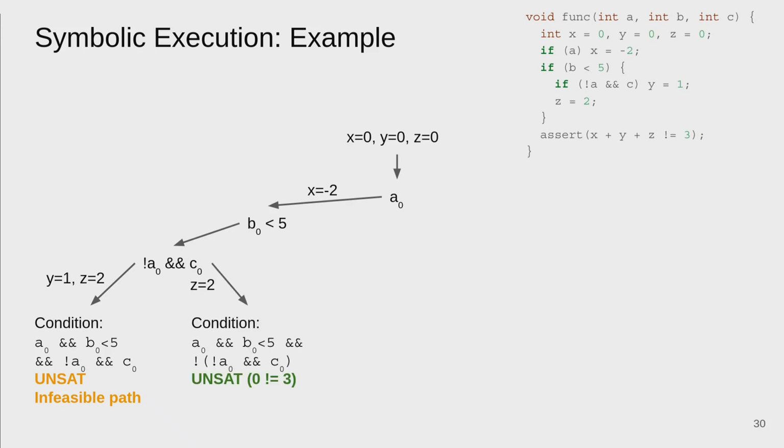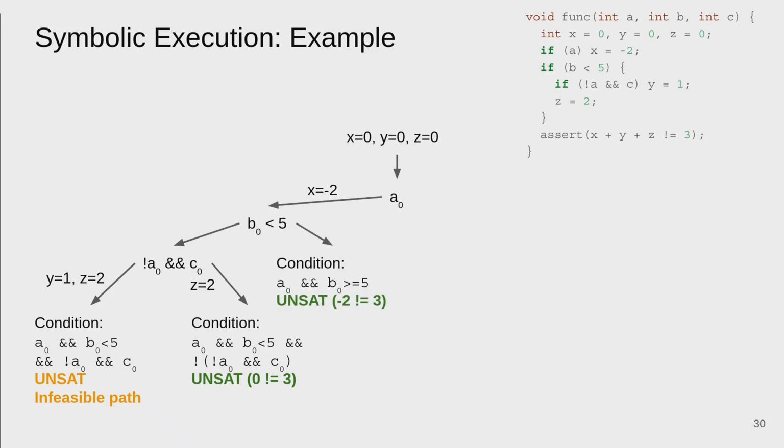We backtrack. It's a simple way to enumerate all the different paths through this program. We go back and set this to false. a and b smaller than 5, and not a and c. We fill in the variables, so x is minus 2, y is 0, and z is 2. So minus 2 plus 0 plus 2 is 0. So the assertion does not trigger because 0 is not equal to 3. We're good. This path works out well.